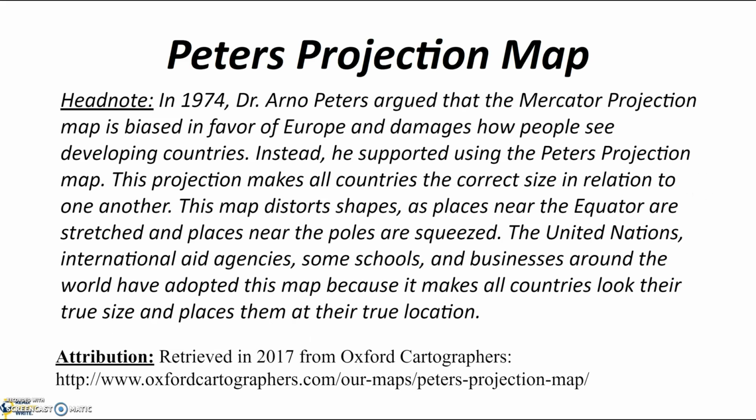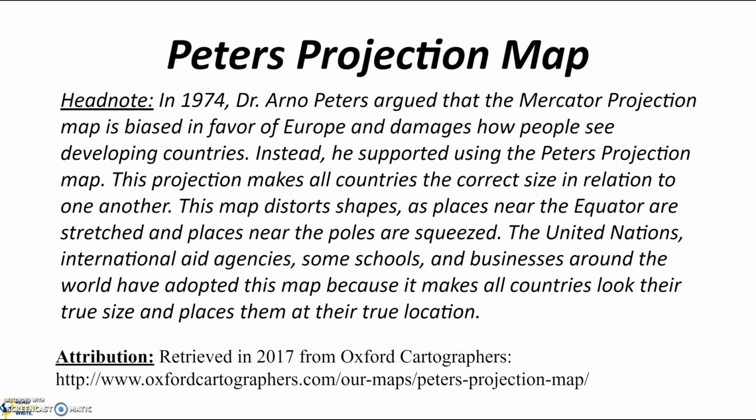All right, so we have the Peters projection map. Remember, the head note gives us all the information, the attribution tells us when it was from. So, in 1974, Dr. Arno Peters argued that the Mercator projection map is biased in favor of Europe and damages how people see developing countries. Instead, he's supporting using the Peters projection map. This projection makes all countries the correct size in relation to one another. This map distorts shapes as places near the equator are stretched and places near the poles are squeezed.